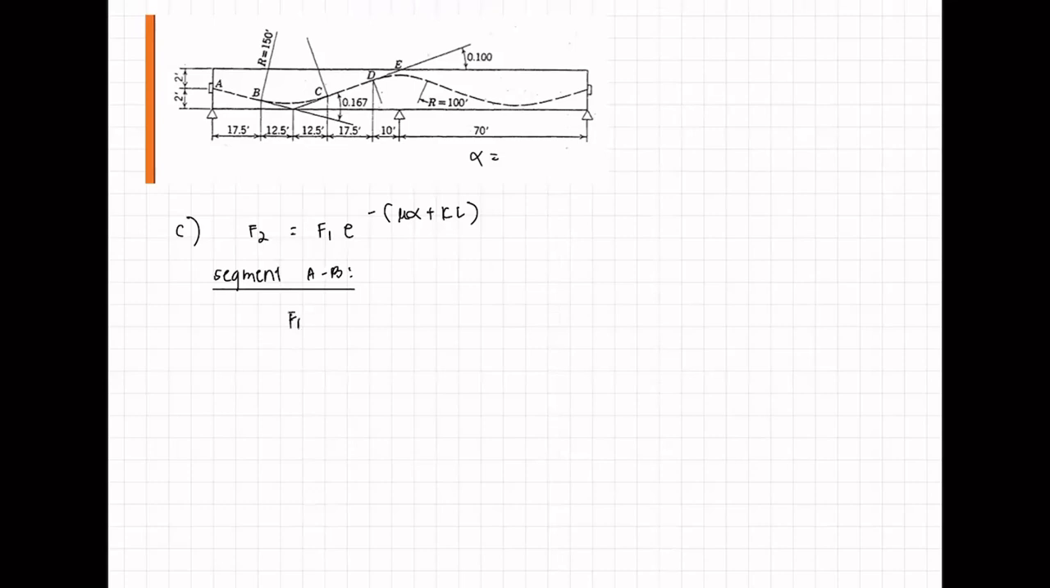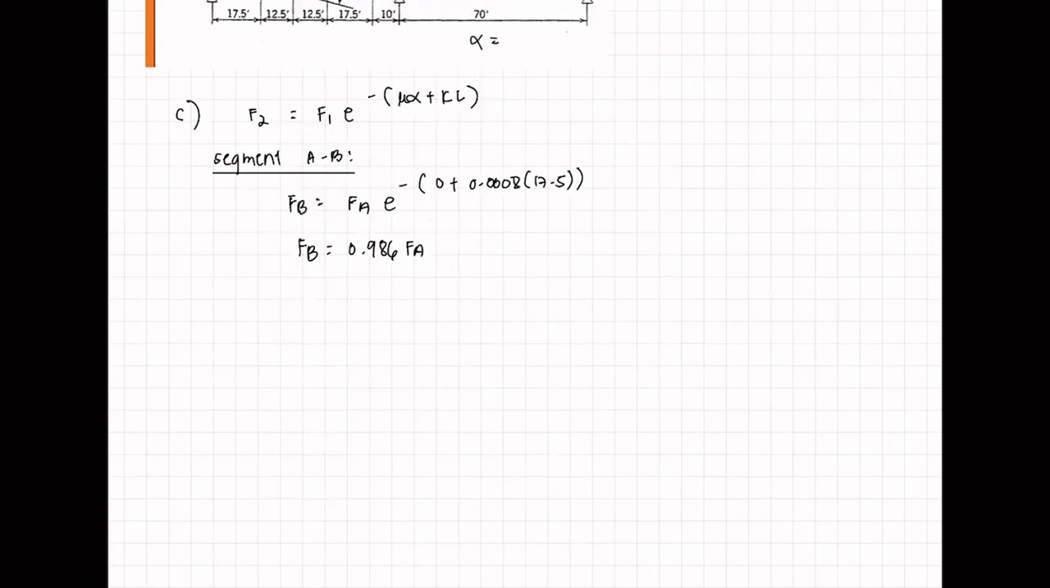So FB is equals to FA E negative. Mu natin dito will be 0 plus 0.008 times yung 17.5 natin. FB is equals to E raised to negative 0.008 times 17.5. That is equivalent to 0.986 FA. Okay. Segment BC. Kaya kung ganito yung solution, pwede kayo gumawa ng table, no? Para mas mabilis.